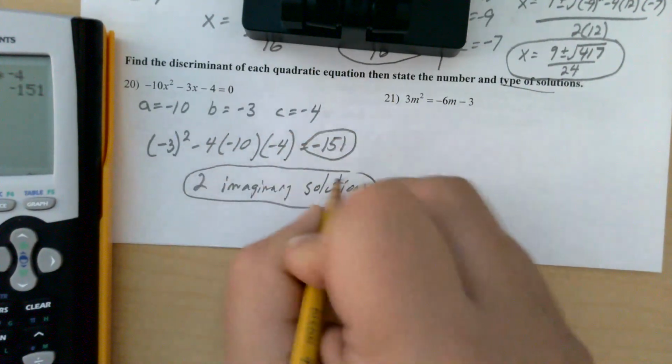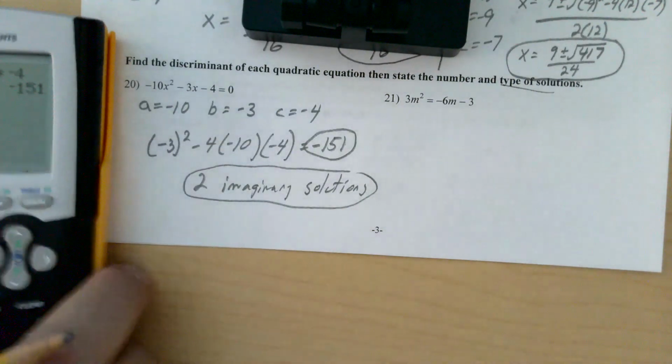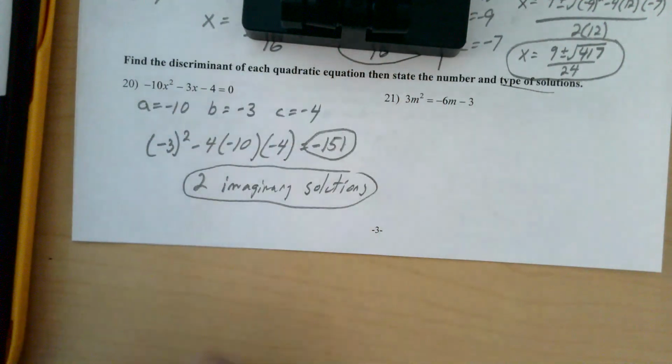Okay, the reason it's negative, I would have an i in my solutions, which means they're imaginary. Okay, anytime the discriminant's negative, you will have 2 imaginary solutions. So if I did go on to solve it, it would be plus or minus i root something.